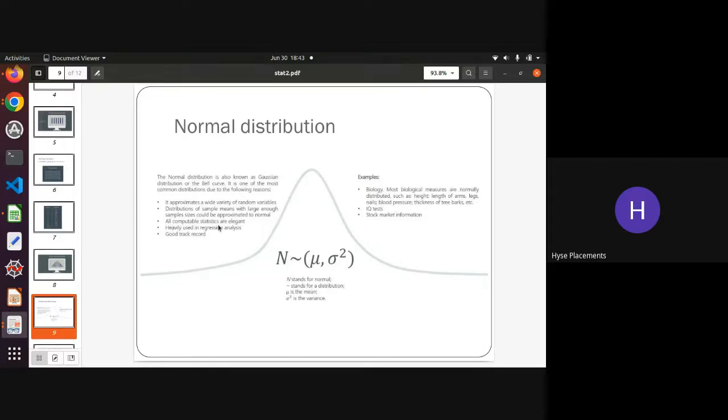I mean, you'll get good at this thing. So the normal distribution curve: N stands for normal here, and this tilde symbol stands for a distribution, and mu is the mean. The sigma square is the variance here. It is heavily used in regression analysis.